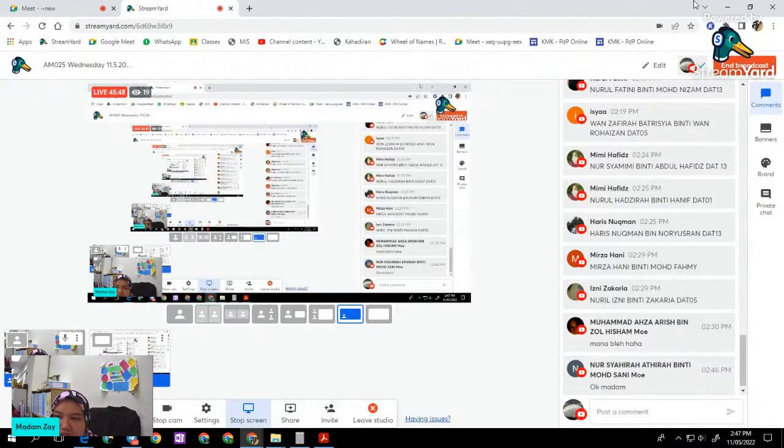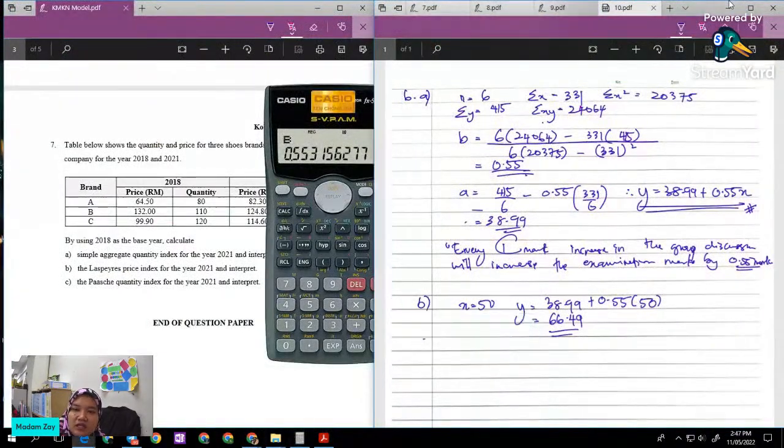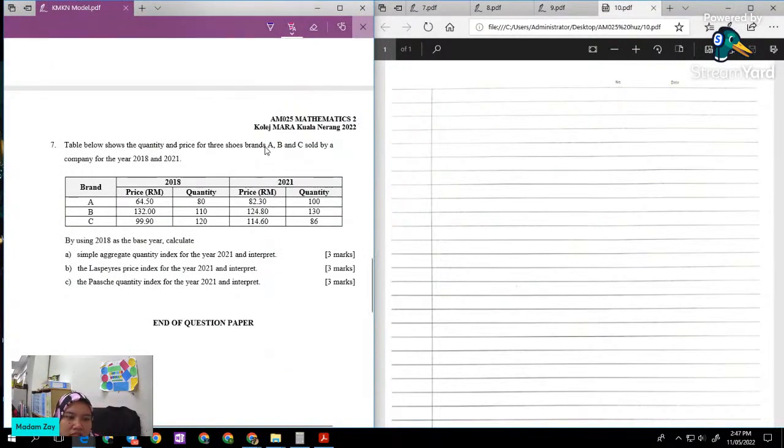Okay, so settle. So, kita sambung soalan last sekali, soalan nombor 7. The table below shows the quantity and price for 3 shoes brand A, B and C sold by a company for the year 2018 and 2021. By using 2018 as the base, so kita sekarang tahu 2018 ni base kita. Calculate the first one is simple aggregate quantity index. Okay. Jenis index dia adalah simple aggregate.